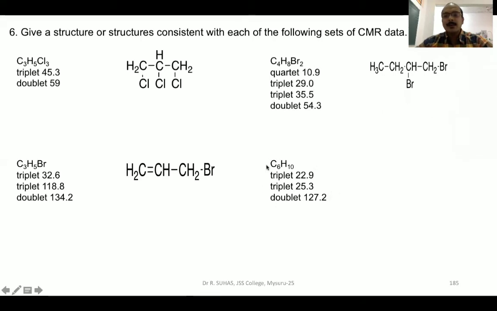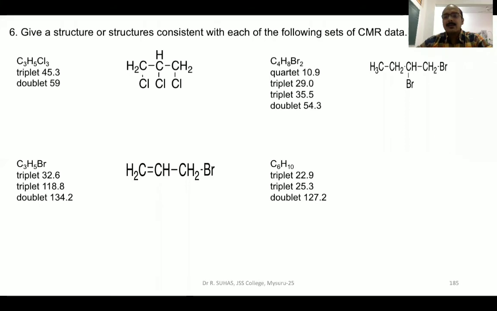The next compound, that is C6H10, there is no halogen in this, and based on the number of data, you can see that there are 3 different types of carbons, and hence we are getting 3 different signals in the CMR spectrum. One is triplet 22.9, another triplet at 25.3, and there is one doublet 127.2. So there are 2 kinds of carbons in this based on the chemical shift value. These 2 should be saturated carbons, whereas this is unsaturated carbon, and this unsaturated refers to alkene.